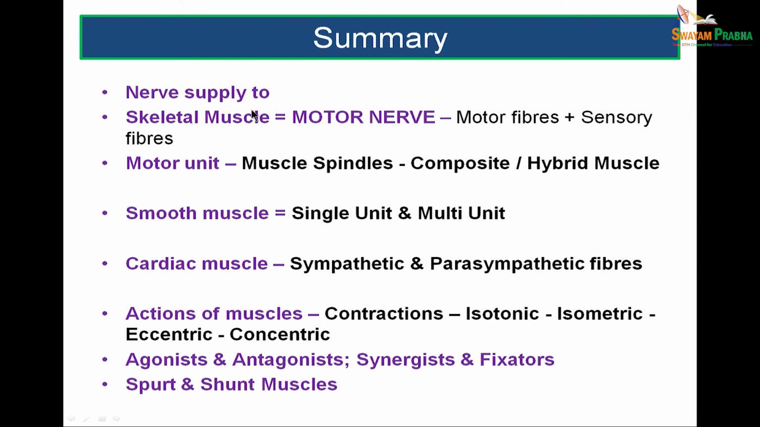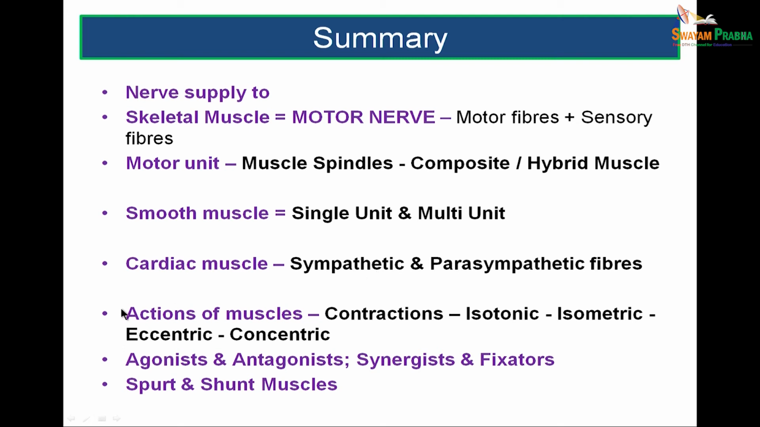To summarize, we talked about nerve supply of the skeletal muscle, the motor nerve having more motor fibers and fewer sensory fibers. We spoke about a motor unit comprising of a muscle spindle, and we also spoke about the composite hybrid muscle like adductor magnus. Smooth muscle nerve supply, we said multi-unit or single unit type. In cardiac muscle, we spoke about sympathetic and parasympathetic nerve supply.